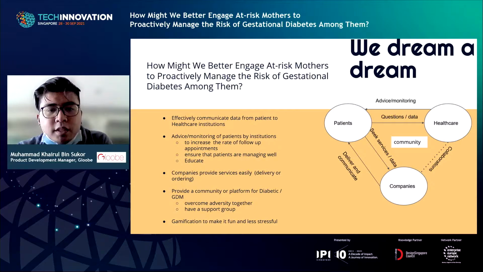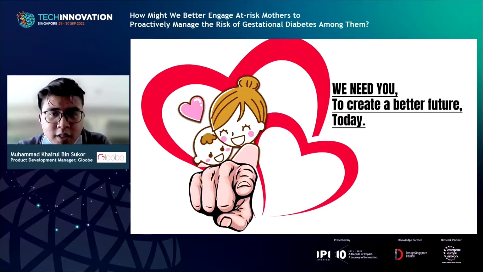And most importantly, it is to create a platform or support for these patients so that they can overcome the adversity together. And we hope that this platform can be gamified so that it is less stressful for them and also a bit more fun. So we need you to create a better future today.